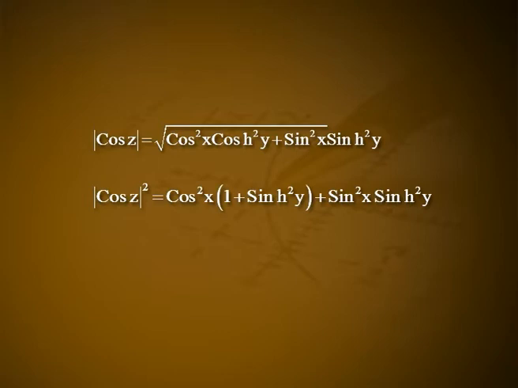Modulus of cos z square is equal to cos square x into 1 plus sinh square y plus sin square x into sinh square y, since cosh square y minus sinh square y is equal to 1, which is equal to cos square x plus cos square x into sinh square y plus sin square x into sinh square y, which is equal to cos square x plus sinh square y into cos square x plus sin square x, which is equal to cos square x plus sinh square y. Similarly, modulus of sin z whole square is equal to sin square x plus sinh square y.